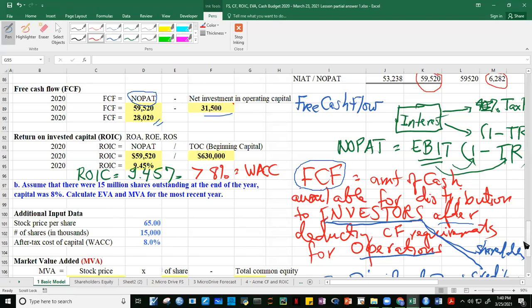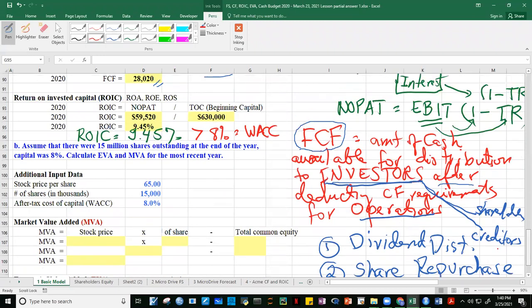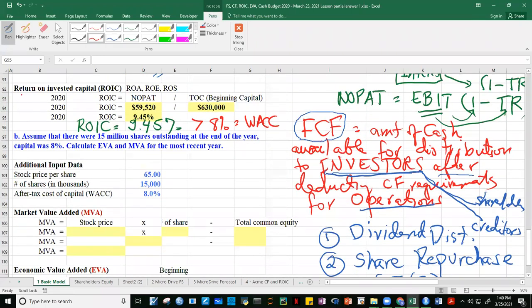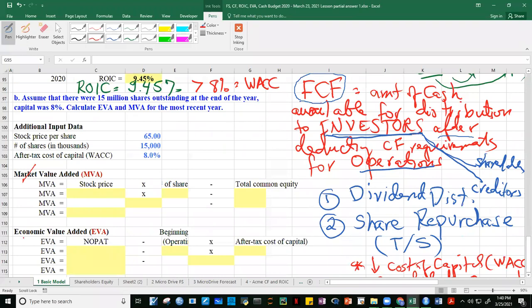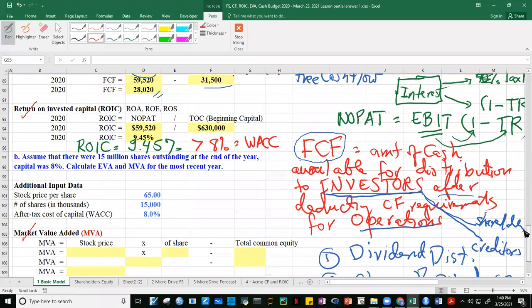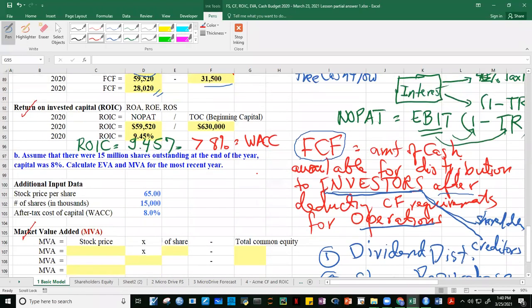Okay, so let's go to other measures. There are two more measures aside from ROIC. This is a very important measure. You also have the market value added, and a more robust measure is the EVA, economic value added, which we're going to discuss now. So we're clear on ROIC, guys, that based on return on invested capital, the company is creating value for the shareholders.